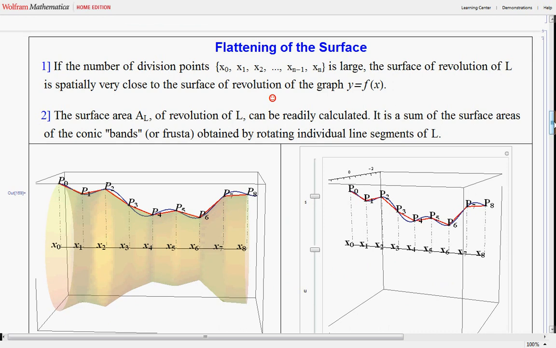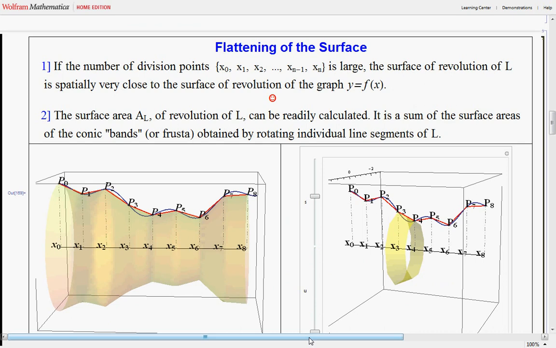Let's take a look at the image on the right. It shows the surface of revolution of the broken line L. L consists of line segments whose rotation about the x-axis produces conic bands, namely frusta. We can see a typical conic band obtained in this way on the image on the right. Since we know the formula for the surface area of a conic band, we can sum up the areas of the individual bands and obtain what we would rightly call the area of revolution of the broken line L.